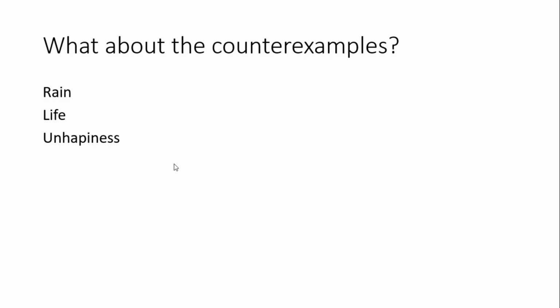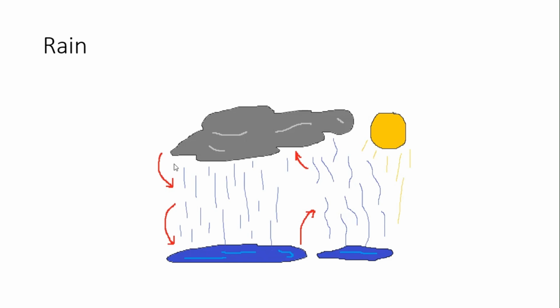But what about our counterexamples? What would Aquinas say about rain and life and unhappiness? I think he'd give the same response to all the counterexamples, so just consider rain, for example. Rain is a cause of puddles, and puddles are a cause of evaporation. Evaporation is a cause of clouds in the sky, which is a cause of rain. So, how is that not a loop? How is that not rain causing itself, Aquinas?